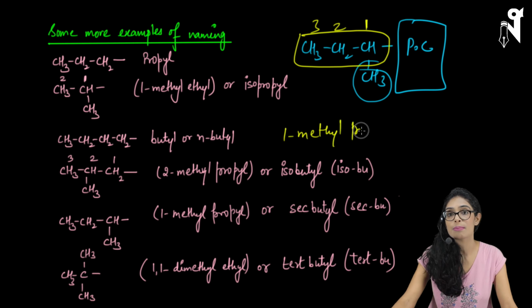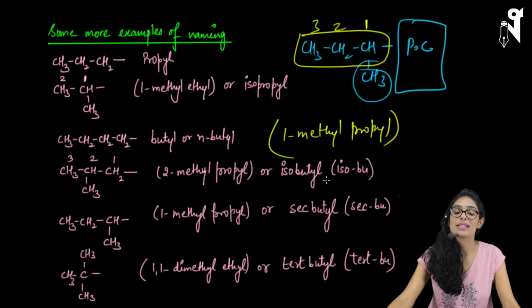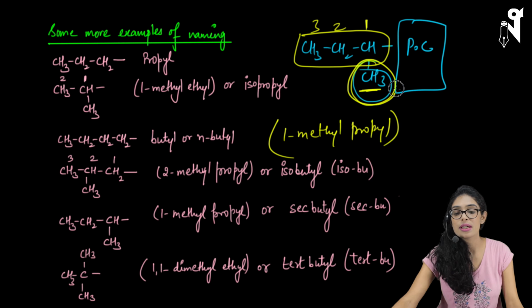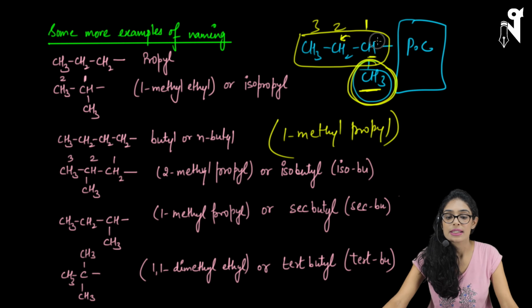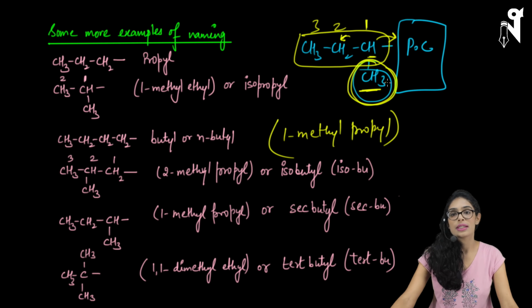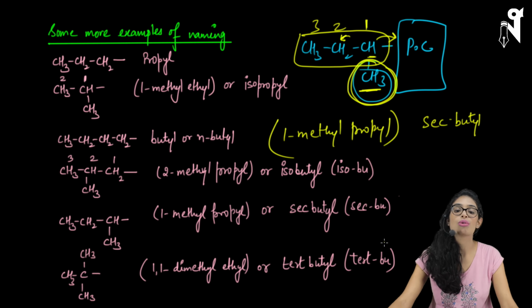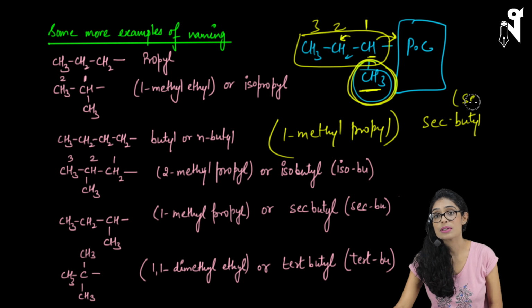What will be the common name of this compound? The common name will be secondary butyl. This CH3 is present on a secondary carbon. Why secondary carbon? One carbon is present over here, one carbon chain is here, and this CH3 is being considered separately, and we will call it secondary butyl. These names you will have to remember, so you have no choice. We also write it as sec-bu. You should know how to differentiate between secondary butyl and isobutyl. It can be confusing at certain times.